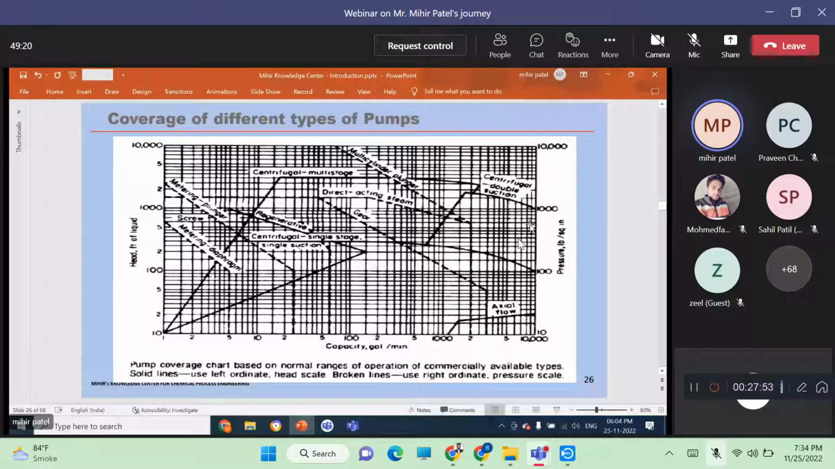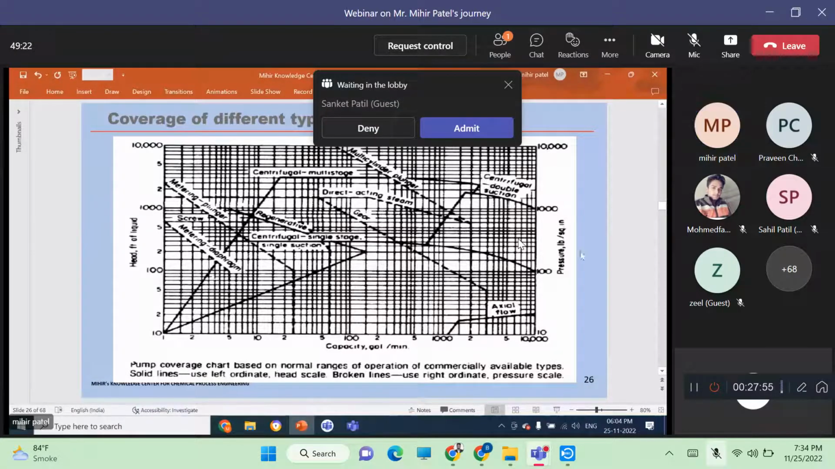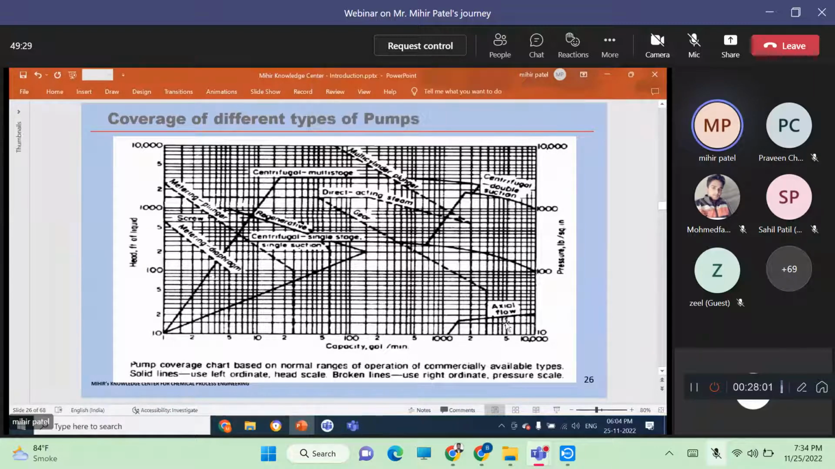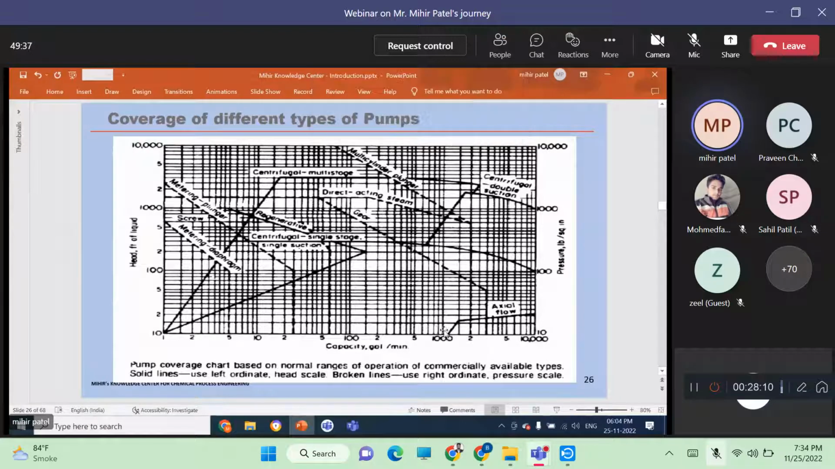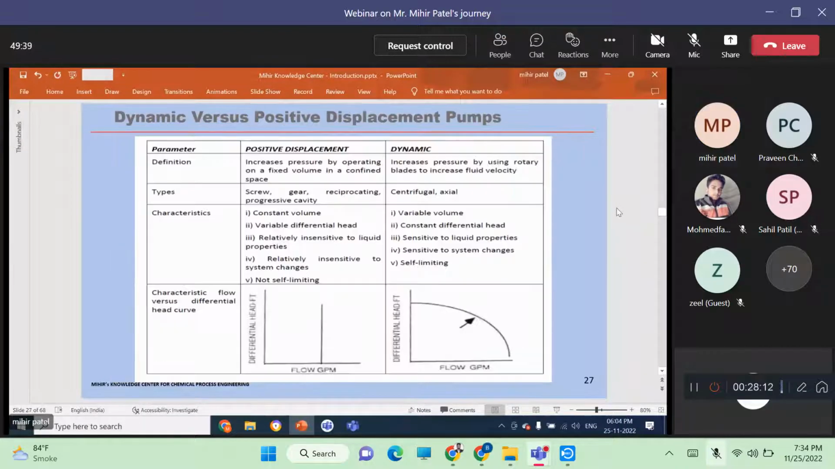So always the discharge pressure is specified here for a PD pump, flow and discharge pressure. Here you can see the axial flow pumps are very large capacity type with a low head. As you can see, the head is quite low. Agricultural sort of pumps, these are axial pumps. Then we see the dynamic versus positive displacement pumps. You can see the parameter versus the overview of the differences basically.